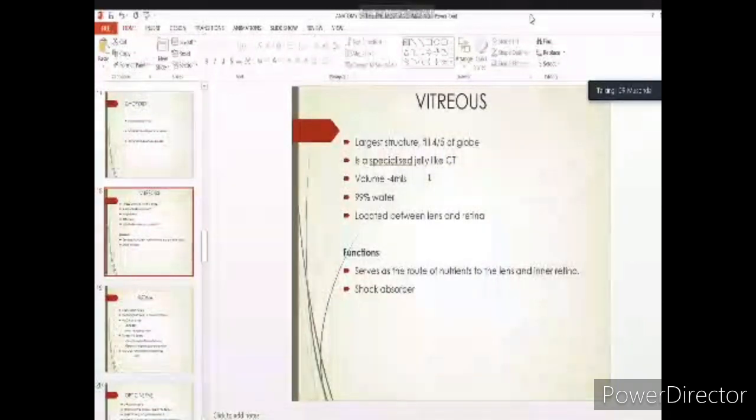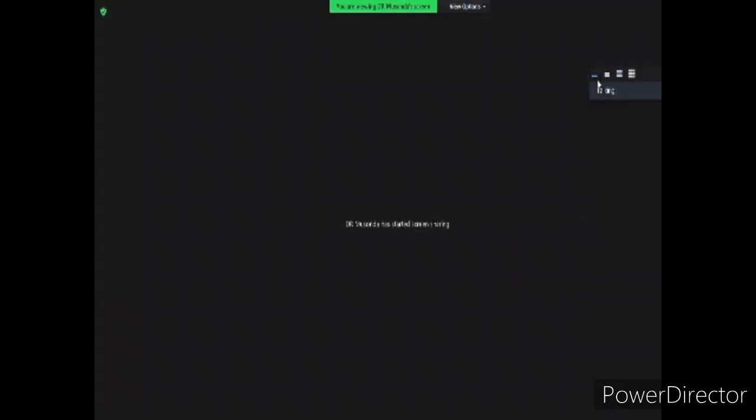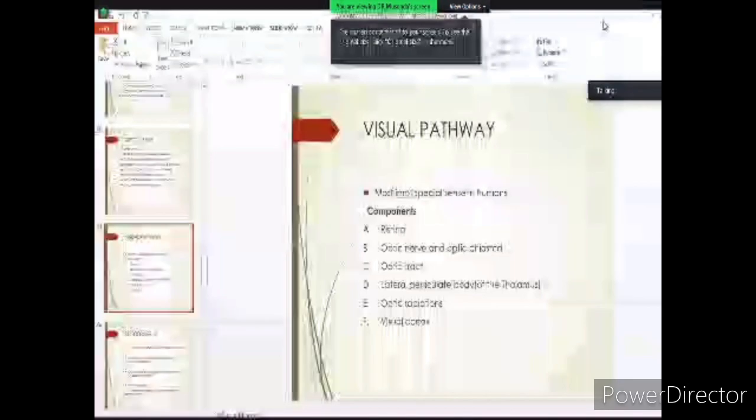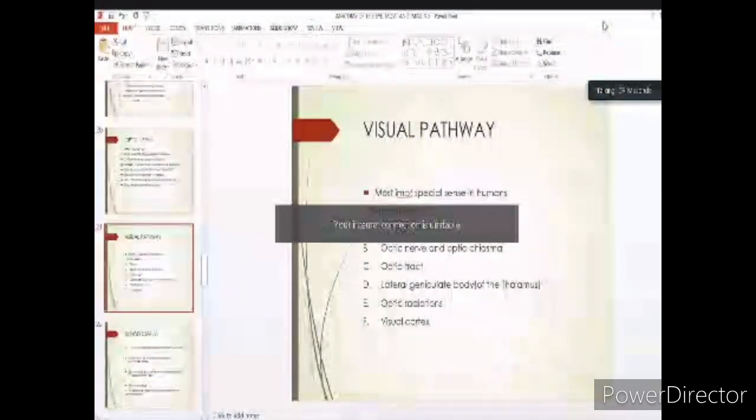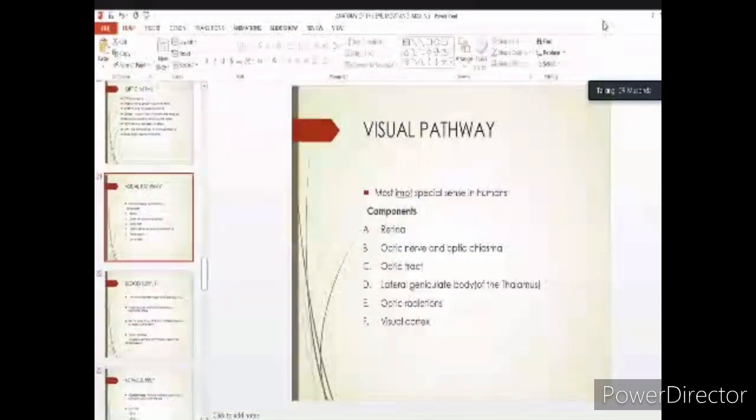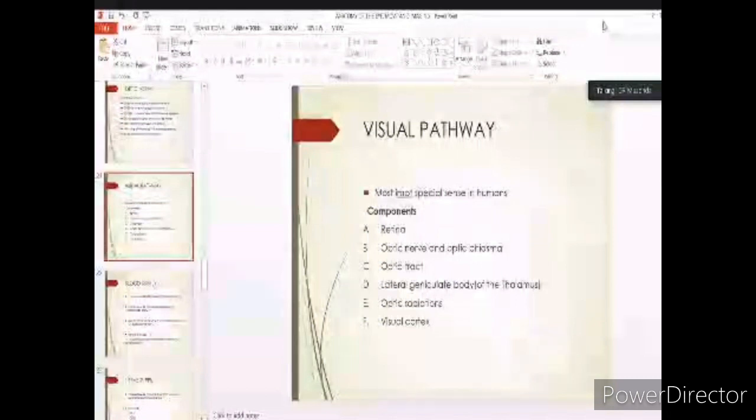And also, as part of its function, it's a shock absorber. When there is trauma, it tends to absorb the shock. If you have injury to the back of your eye, where vision is processed, sometimes the eye may be intact, or the structures in your eye may be okay, but vision will not be there.